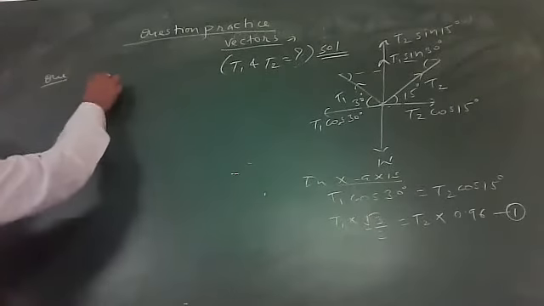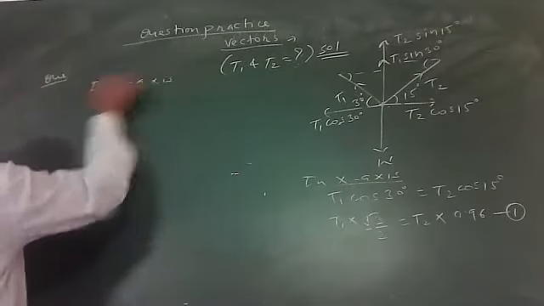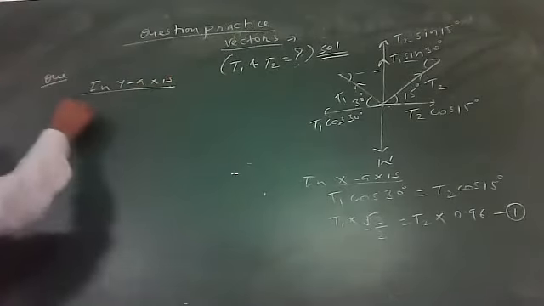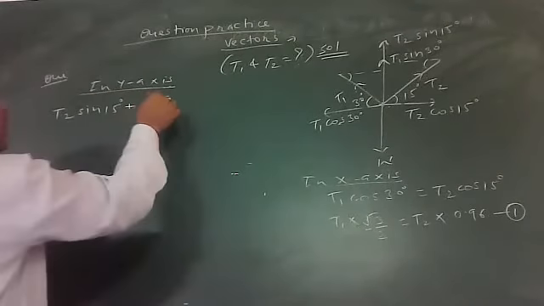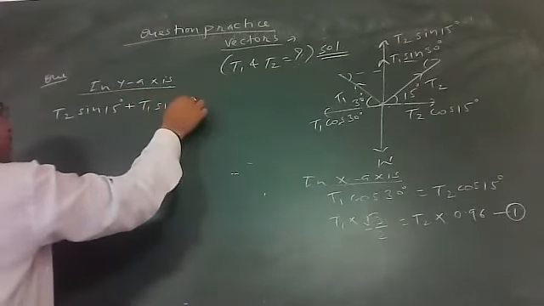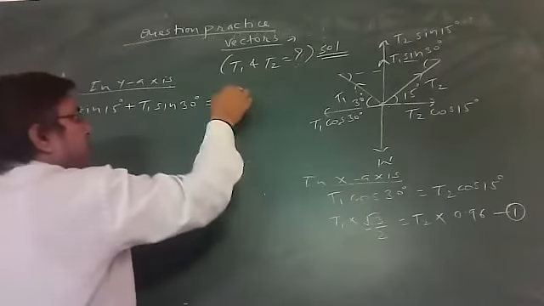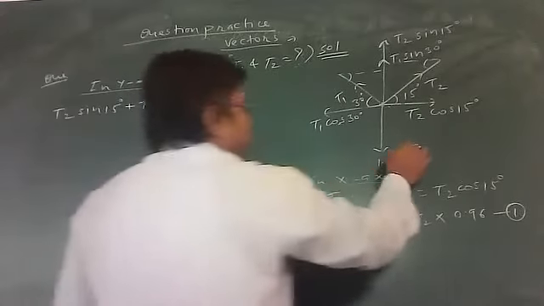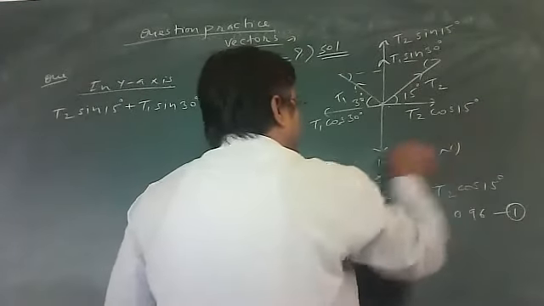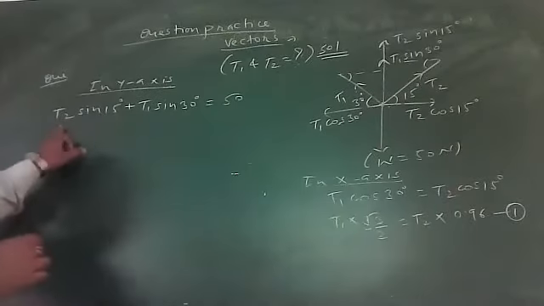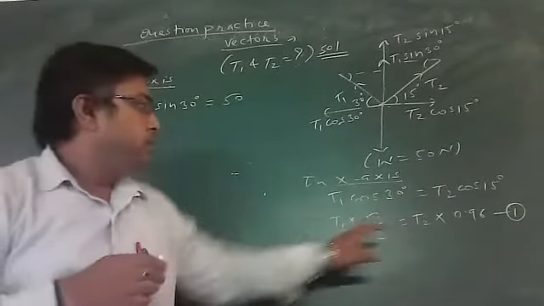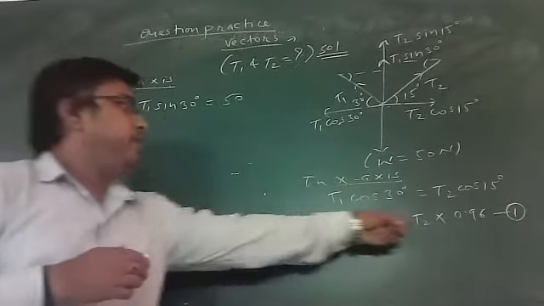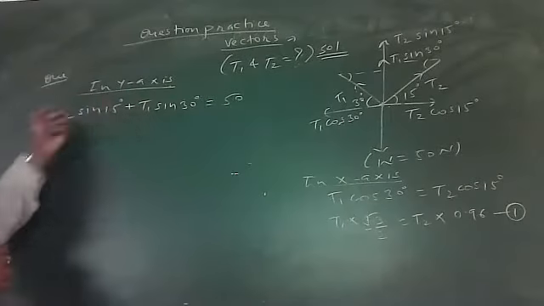If I am balancing in the y-axis, the y-axis says T2 sin 15 plus T1 sin 30 is equal to the weight force, and the weight force given in the question is 50 Newton. The value of W is equal to 50 Newton, which is given by the question. Now, from this equation, I can find the relation between T1 and T2. From equation 1, T1 and T2 are both unknown, and from this equation again T1 and T2 are unknown.